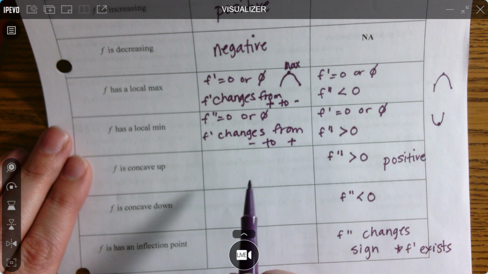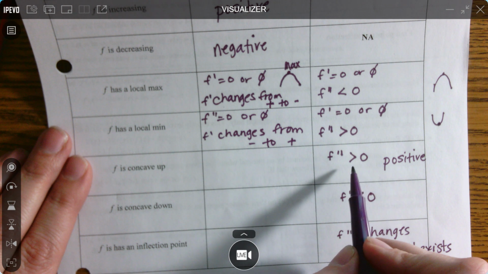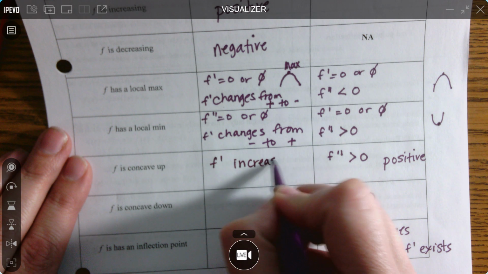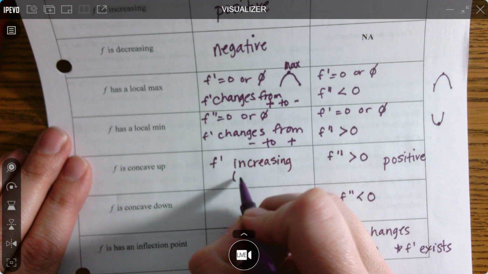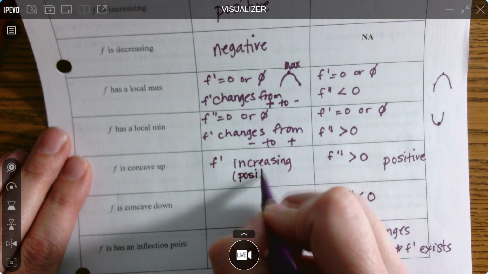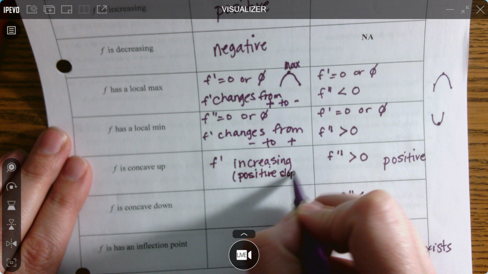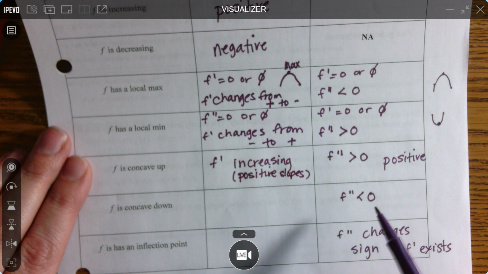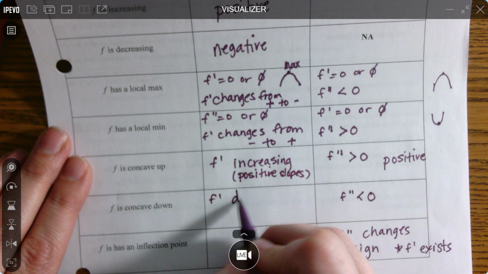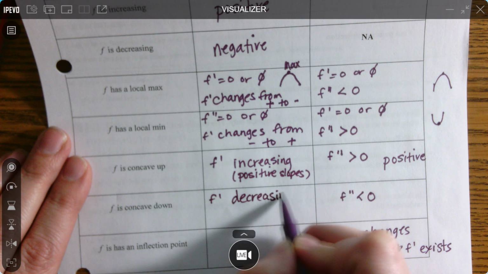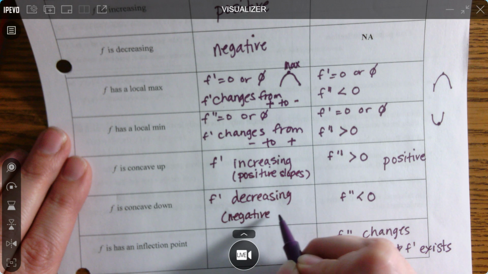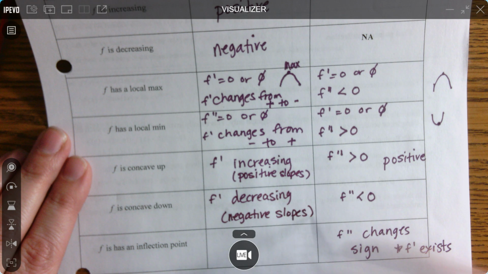So we could also look at the first derivative to tell us about concavity. If the second derivative is positive, that means our first derivative is increasing. Another way to say increasing is that our first derivative has positive slopes, if you like to think of it that way. If our second derivative is negative, then our first derivative must be decreasing. Again, if you had said negative slopes there, that would be fine. It's just that decreasing is a little bit more mathy.